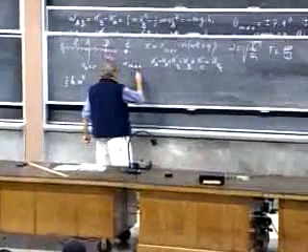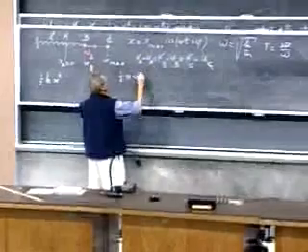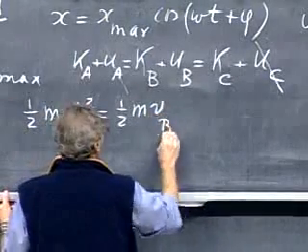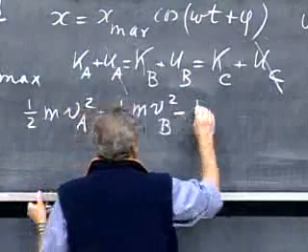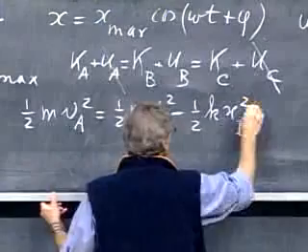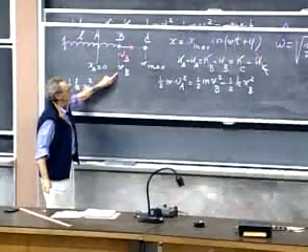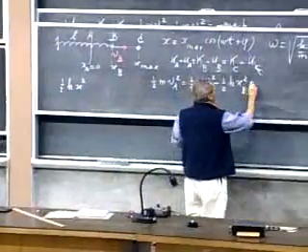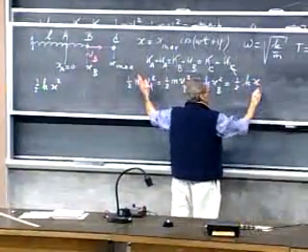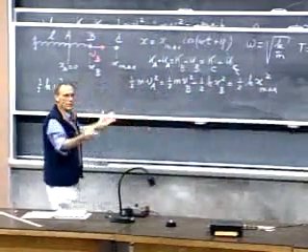So we get that 1/2 m v_A squared equals 1/2 m v_B squared minus 1/2 k x_B squared. That is the potential energy at this location. And that equals 1/2 k x_C squared, which we have called x max squared. And you are in business.